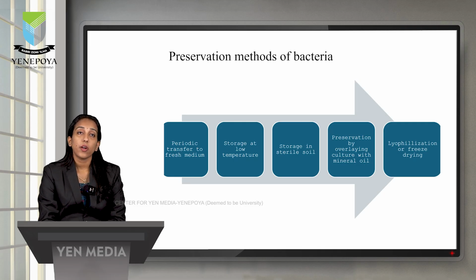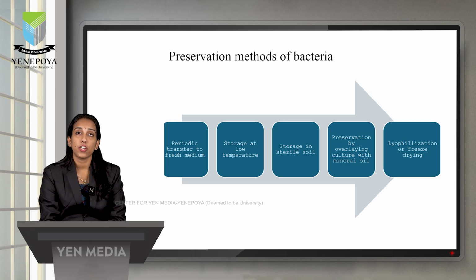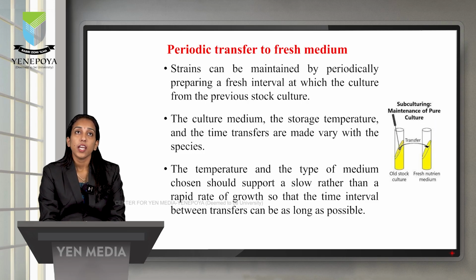First one is periodic transfer to fresh medium, then storage at low temperature, then storage in sterile soil, preservation by overlying culture with mineral oil, and lyophilization or freeze drying. These are the 5 techniques for the preservation of isolated pure culture. In that, the first one is periodic transfer to fresh medium, which means from the old stock culture, which means an already isolated culture will be there.